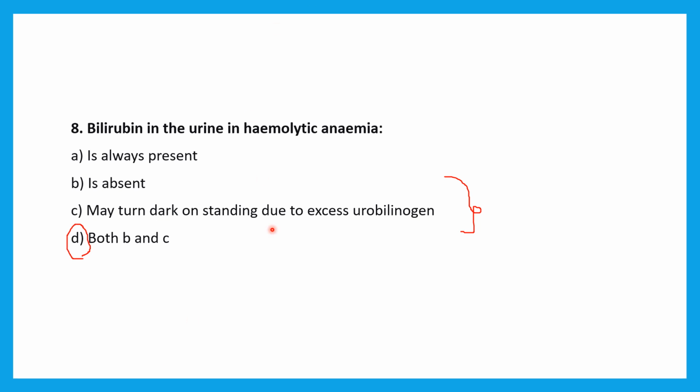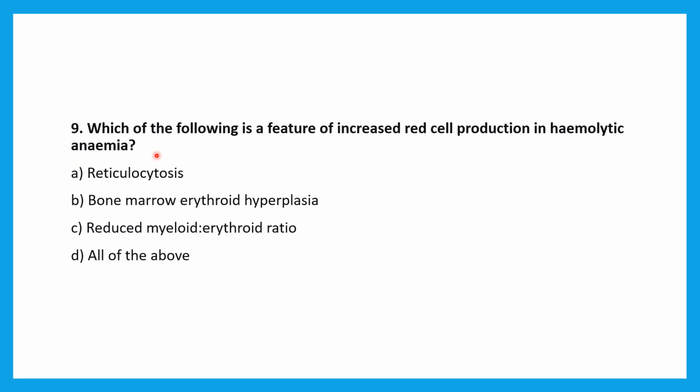Okay, let's go to question number 9. Which of the following is a feature of increased red cell production in hemolytic anemia? A. Reticulocytosis. B. Bone marrow erythroid hyperplasia. C. Reduced myeloid to erythroid ratio. D. All of the above. Which of the following is a feature of increased red cell production in hemolytic anemia?